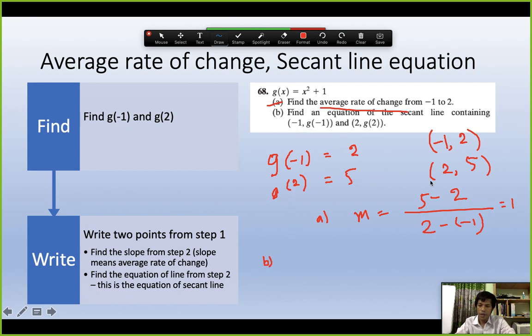Then for part b, we have to find the equation of the line containing these 2 points, because they are the same points actually. This is -1, and this is 2, and g of -1 equals 2, so this is the 2. So g of -1 equals 2, that means 2 we have to put here. My point is, we have already found the points. We do not have to recalculate them, since they are the actual points.